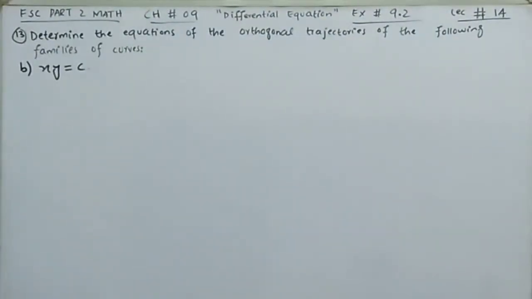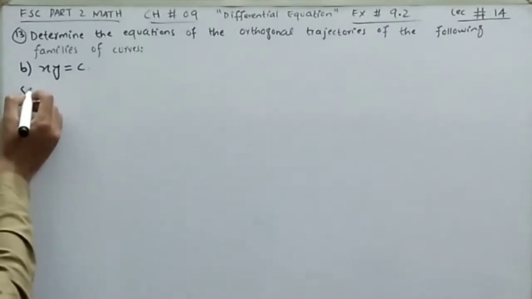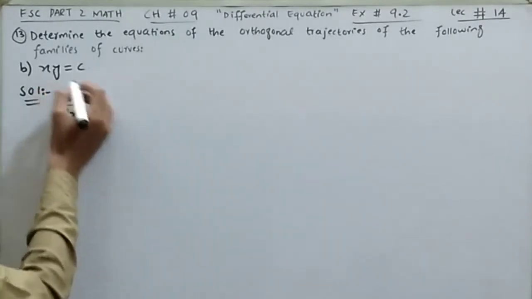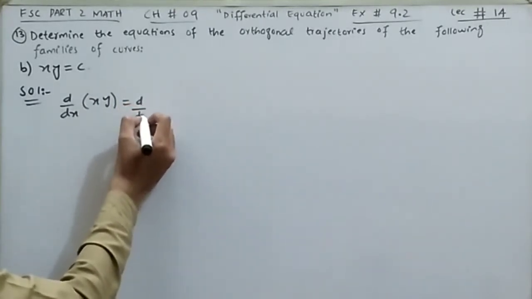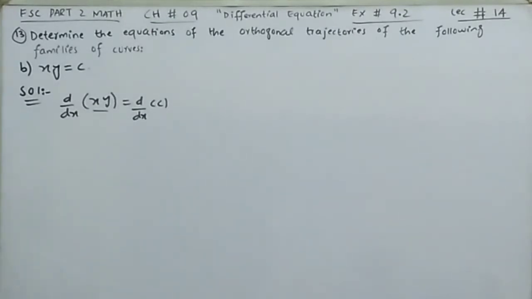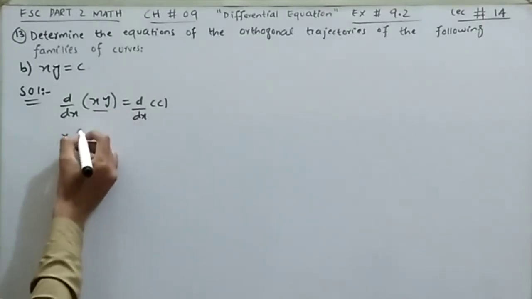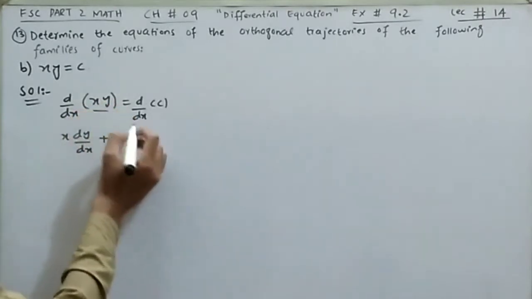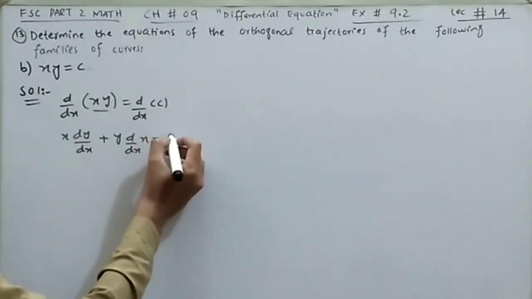Now let's understand the next part, part B, xy = c. Move to the solution. Taking the derivative of both sides with respect to x, it becomes d/dx of xy, and take the derivative of the right-hand side with respect to x also. Over here two variables are used, so it means we will use the product rule of differentiation. The first function x, derivative of the second will be dy/dx, plus the second function y, derivative of the first function which is x. Derivative of a constant on the right-hand side is 0.